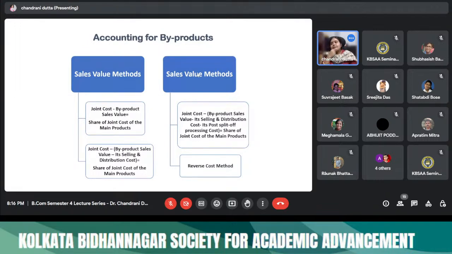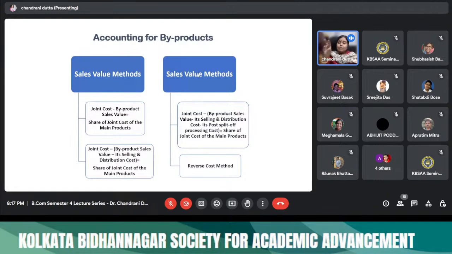The first thing that you have to understand is that we have a joint cost. Now from the joint cost, our target is to find the share of the byproduct first. Let us find the share of the byproduct first, subtract that from the joint cost, and whatever is the net cost remaining, that will be shared among the joint products. That will be distributed among the main products, among the joint products.